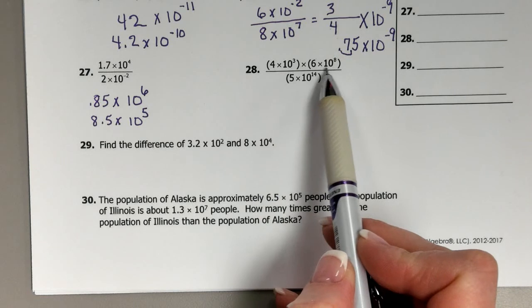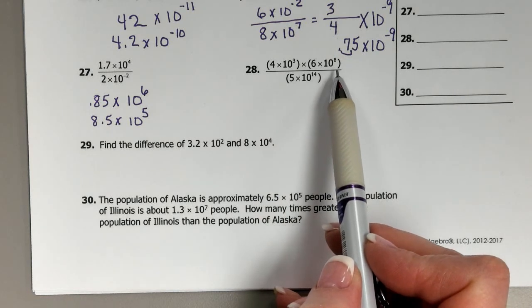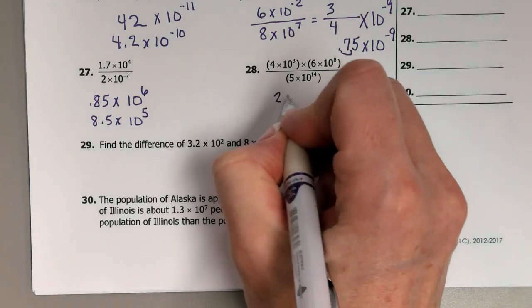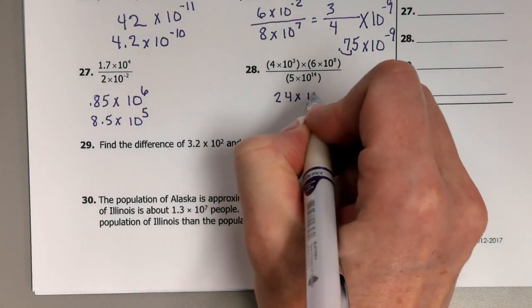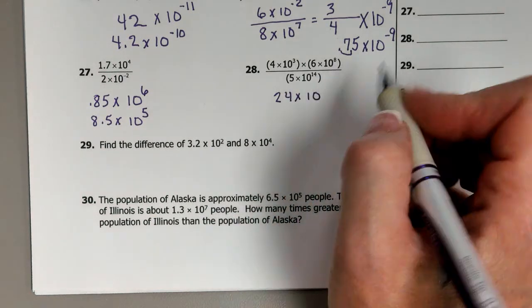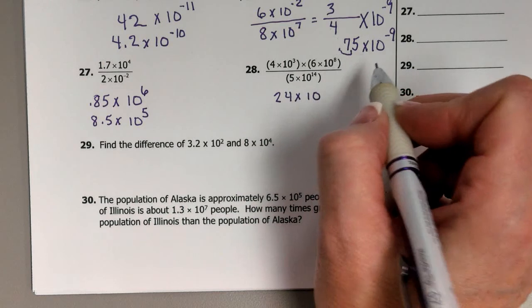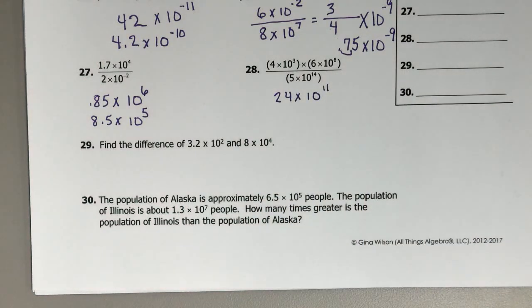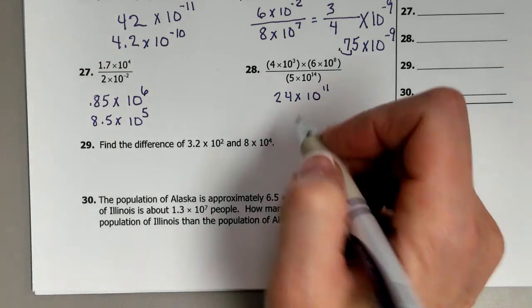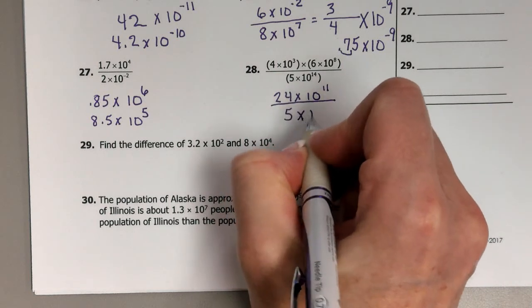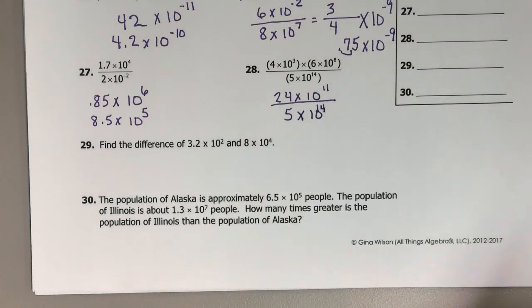We're multiplying, so do exponents have to match? No. So what is 4 times 6? So I have 24 times 10. What do I do with these exponents? Add them. So 3 plus 8 is 11. And I just leave it at 24 right now. Don't stress about that. It's not in scientific notation because we're still working with it. And then on the bottom, I have that 5 times 10 to the 14th.